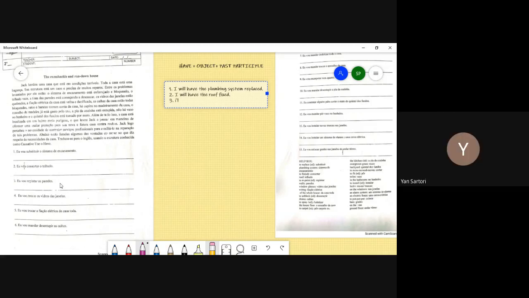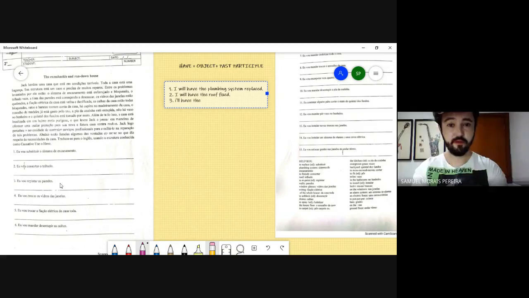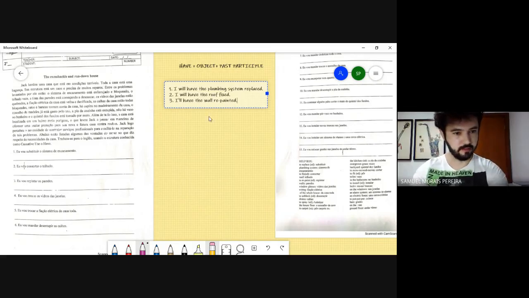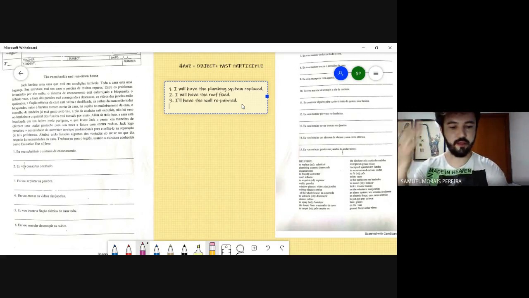I'll have the walls repainted. Perfect. So I'll have the walls repainted, right? Can you do the next one, please? Okay. Number 4. So I'll have the window glasses replaced. I'll have the window glasses replaced. Right. You can use replaced or any other verb, okay?